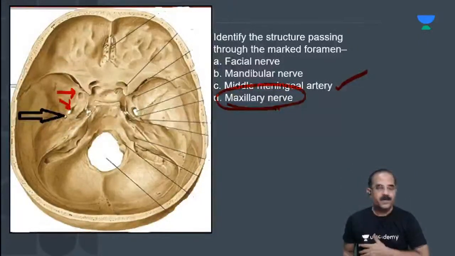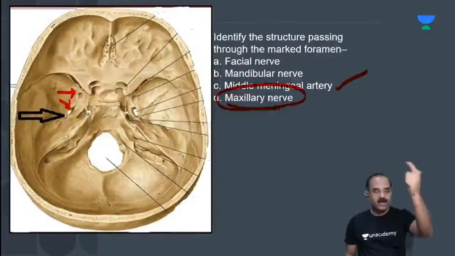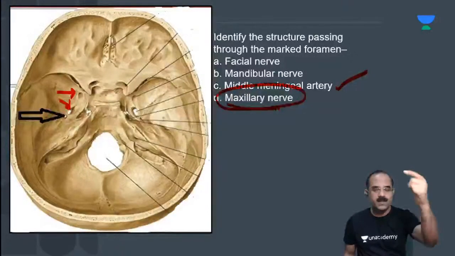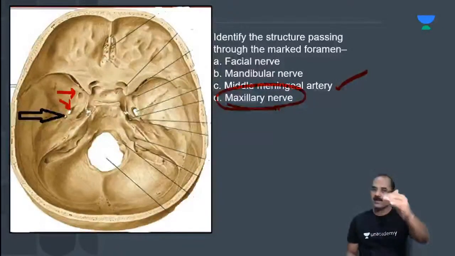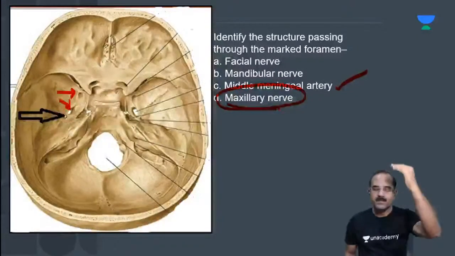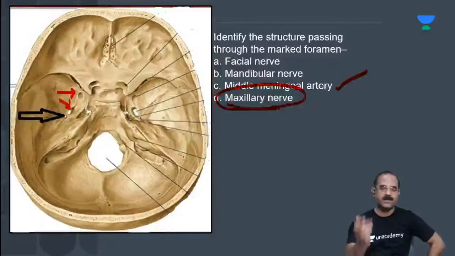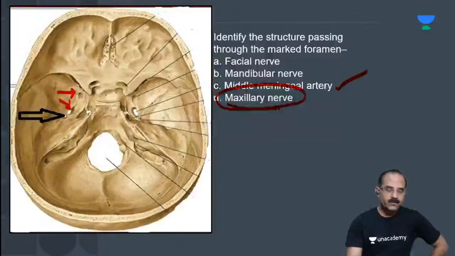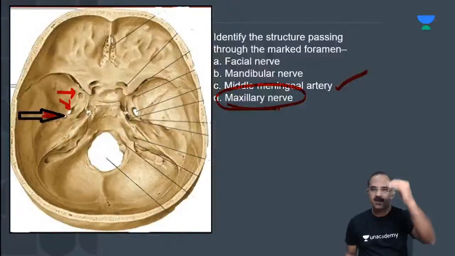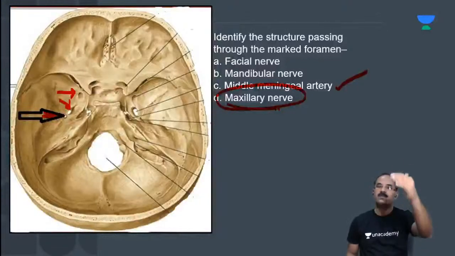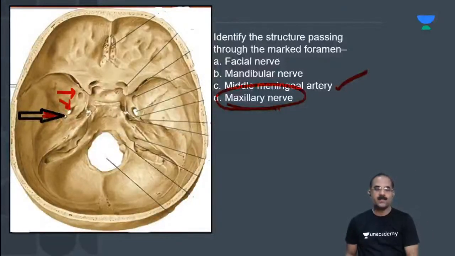MALE. This you know. M is the mandibular nerve, A is the accessory meningeal artery, L is the lesser petrosal nerve, and E is the emissary vein. Okay, so that's MALE. The pointed foramen is the foramen spinosum, and what passes through this is the middle meningeal vessels and the nervus spinosus.